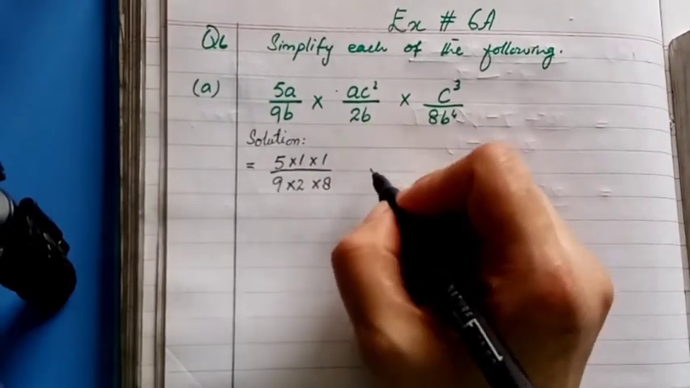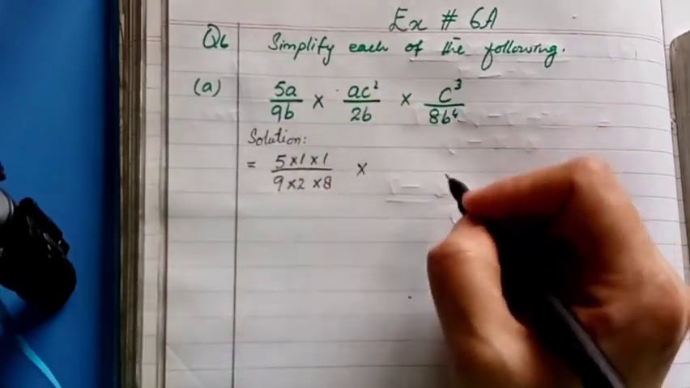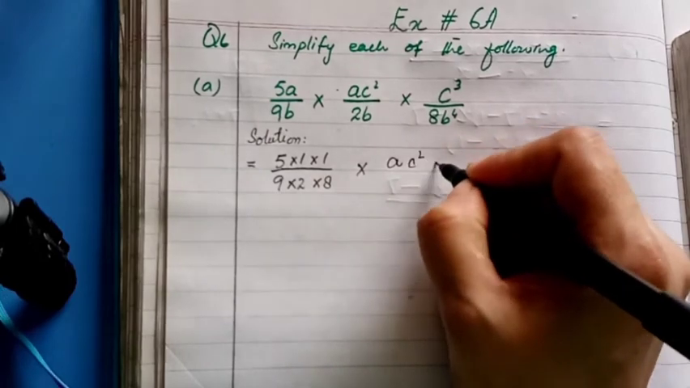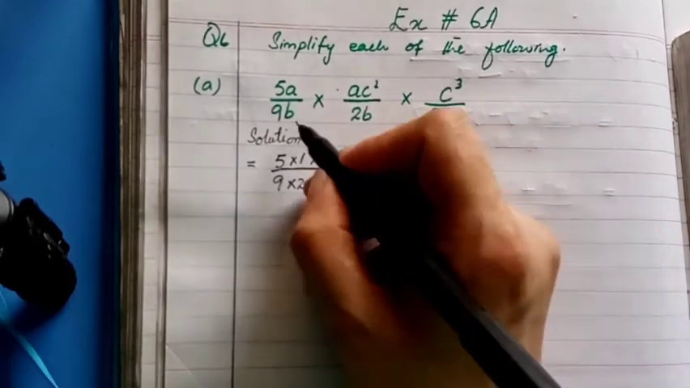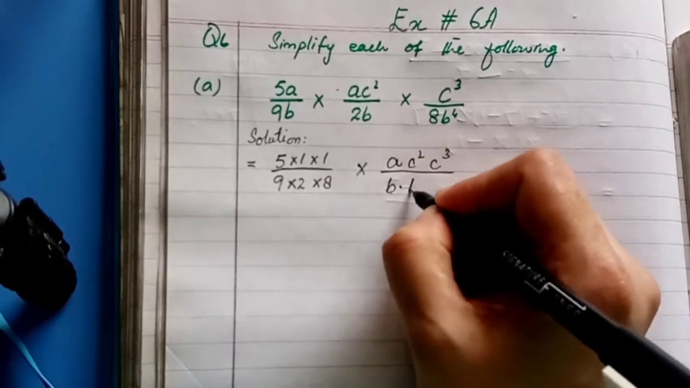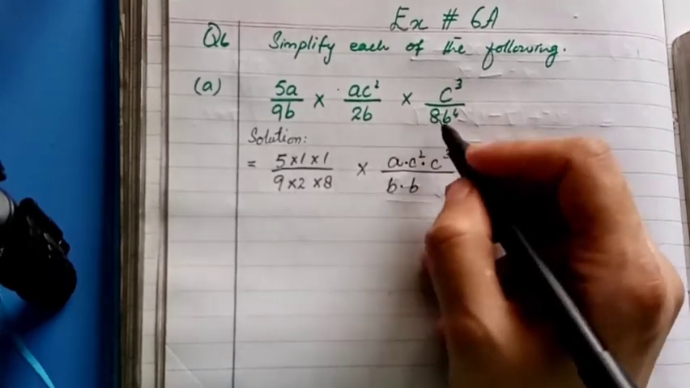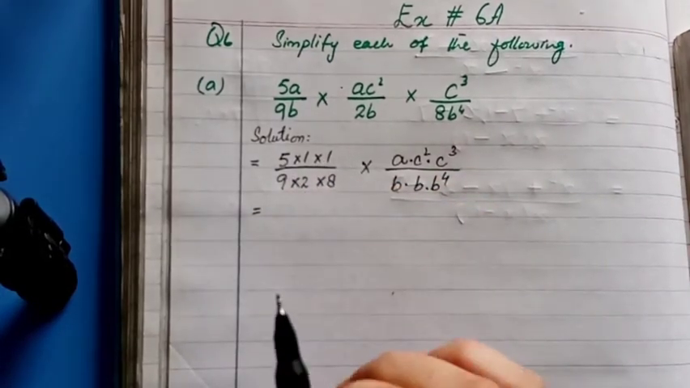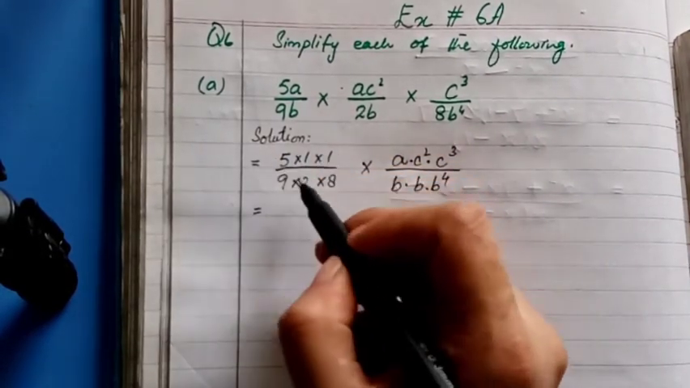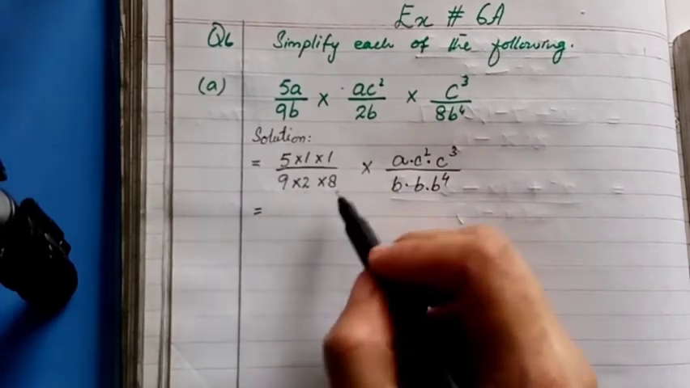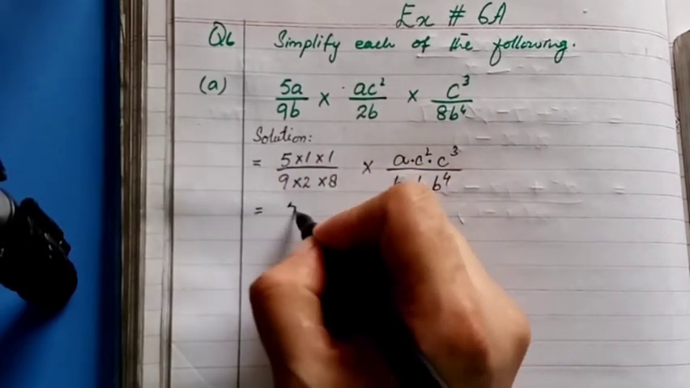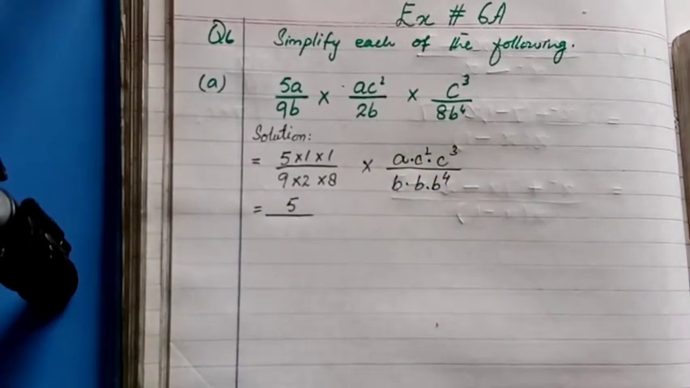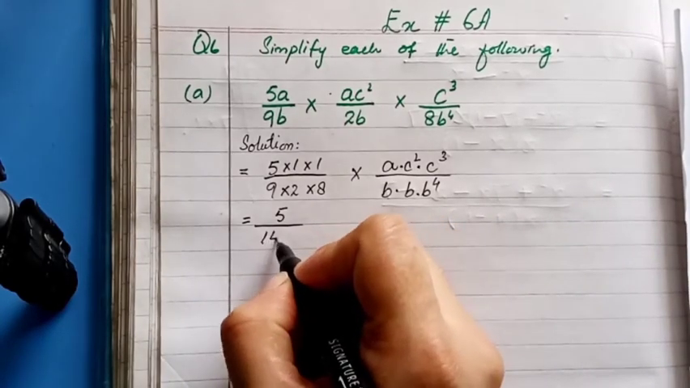So after separating coefficients, we have to write all the variables: a, c square, c cube, b, and b4. We have nothing to cancel with each other, so we just have to multiply all the numbers in the numerator and all the numbers in the denominator. 5, here in the numerator we have 5, and 9 2s are 18, 18 8s are 144.